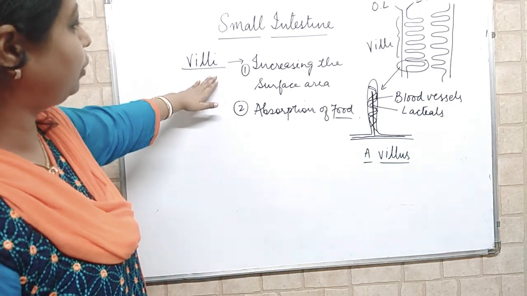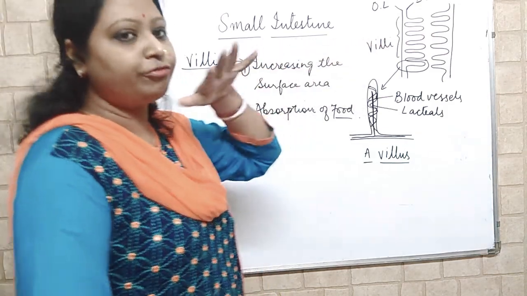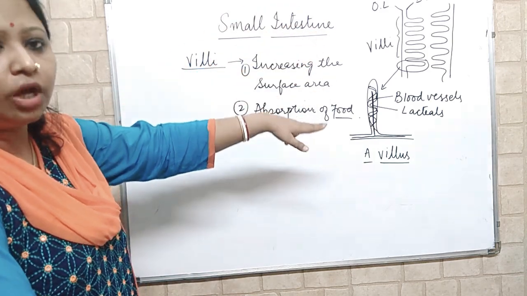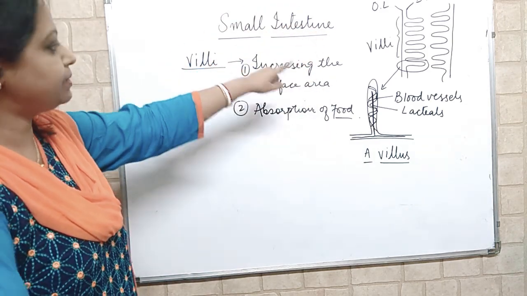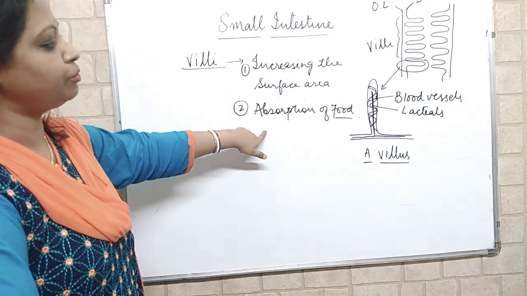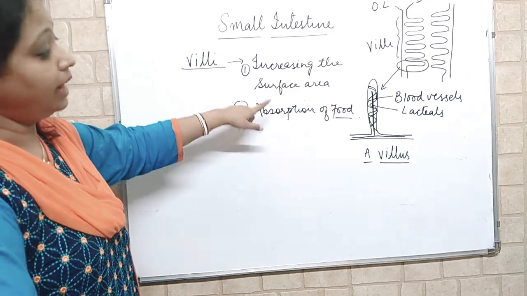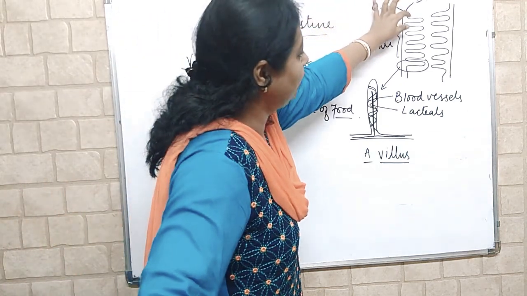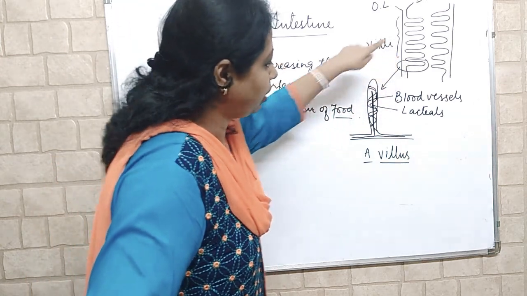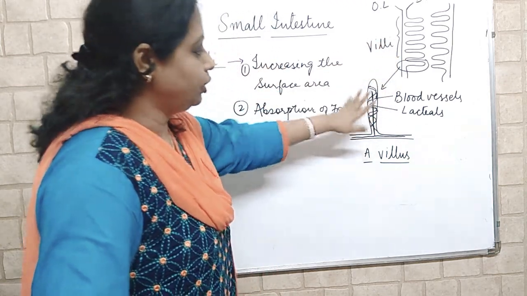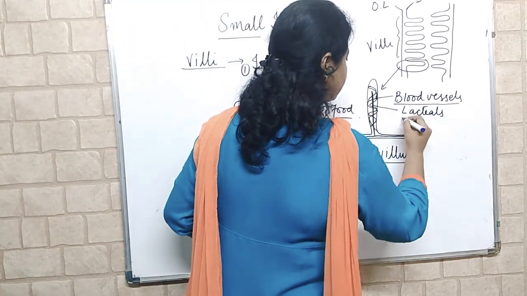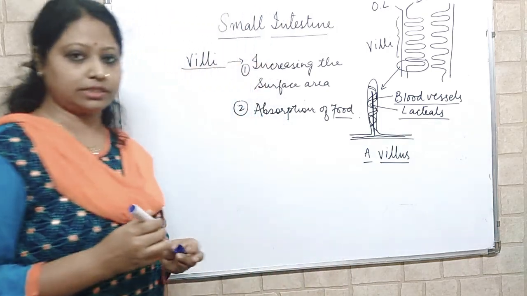One more time I am telling you, villi are finger-like projections of the inner lining of the small intestine, which help in increasing the surface area for absorption, where absorption of food actually takes place. Now, if we see this diagram of the villus, you will find two important things. One is the blood vessel, another is the lacteals.